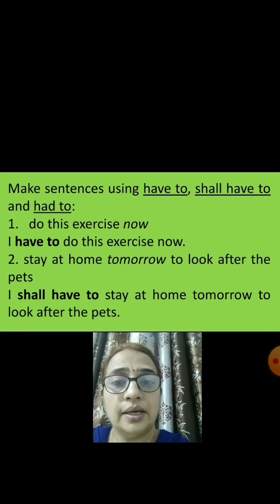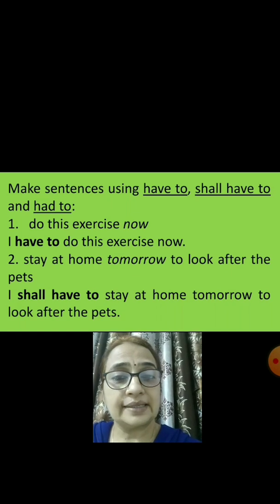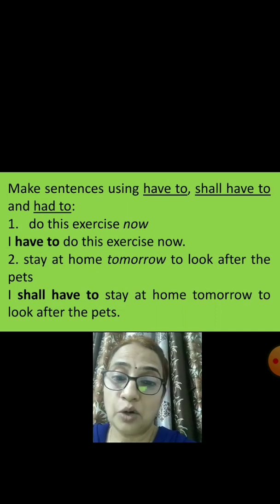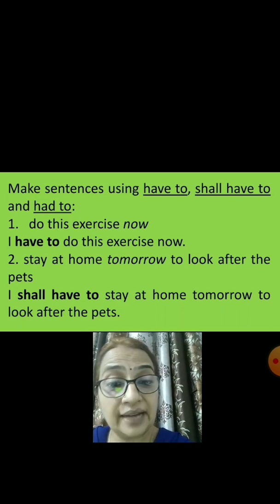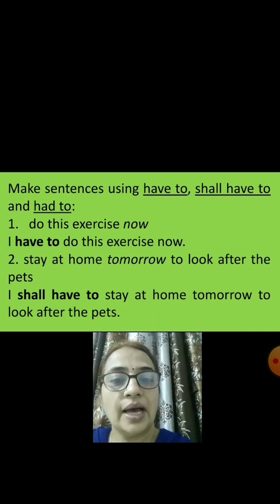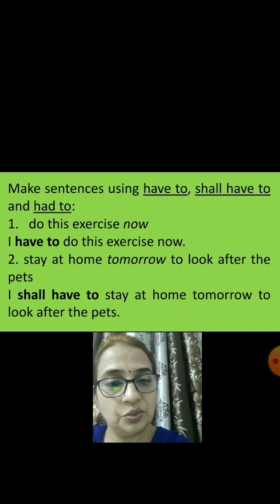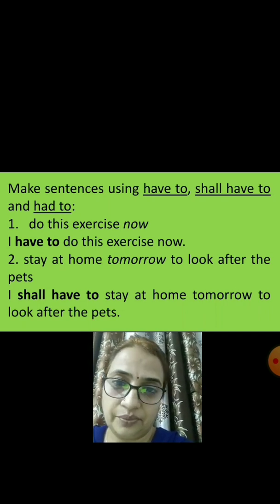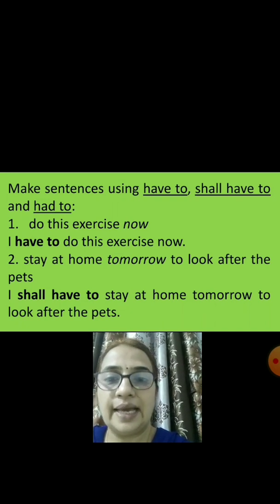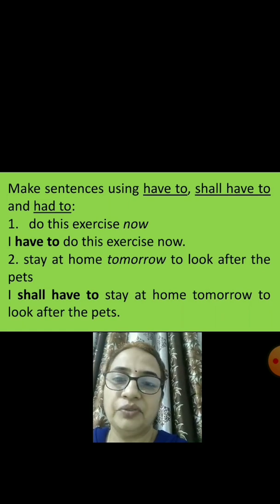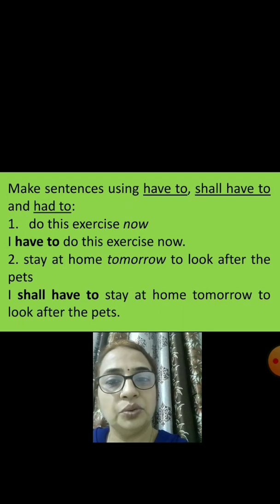Now, in the first example, do this exercise now. Which tense are we using? Now means present tense. So I should use have to, the present form of have to. I have to do this exercise now. Since in the question present tense is used, we used have to here. And the remaining sentence we have written as it is. We added I have to and then continued with the same sentence from the question. Do this exercise now.